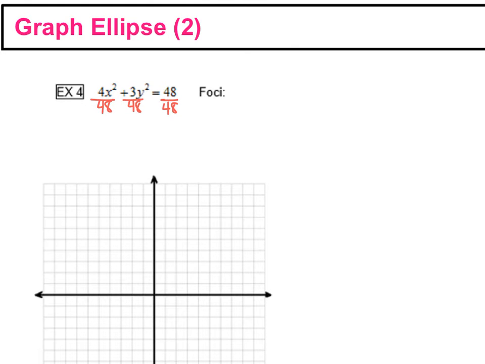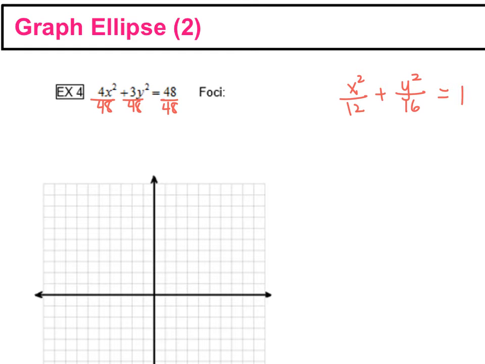So our new equation, 4 over 48, reduces to 1 over 12. So x squared over 12 plus y squared over, 3 over 48 reduces to 1 over 16, is equal to 1.